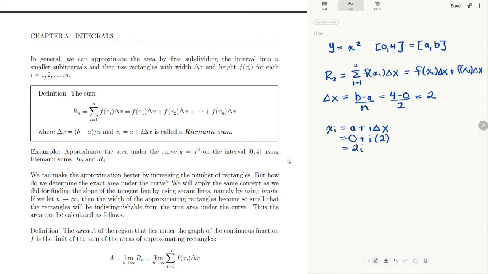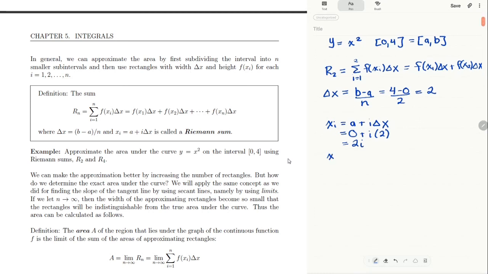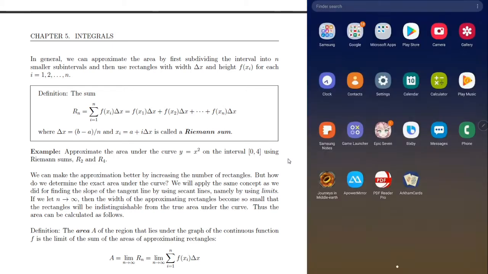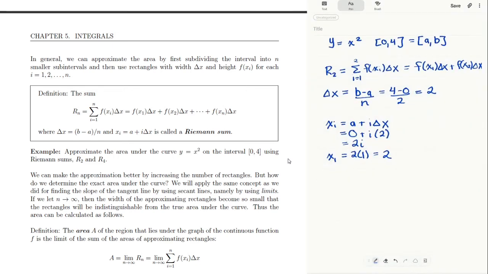So in our Riemann sum, what we want to look for is x1 and x2. To find x1, our index i is equal to 1, so x1 will be 2 times 1, which is equal to 2. And so x1 has an x-coordinate of 2. Now x2 is given by 2 times 2, which is 4, and so x2 has an x-coordinate of 4.